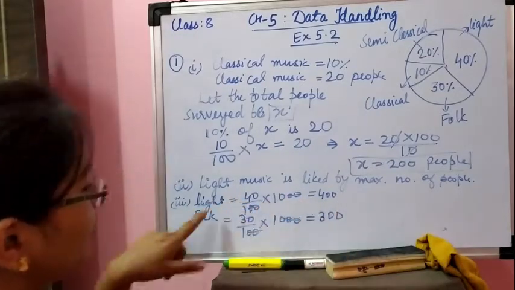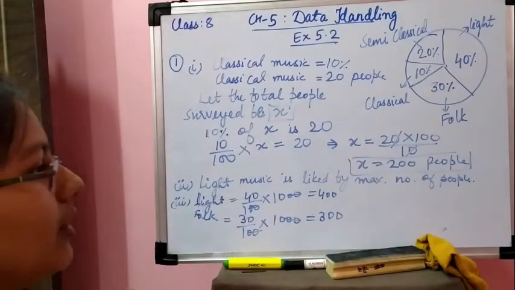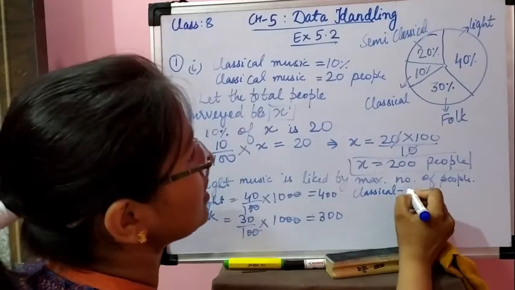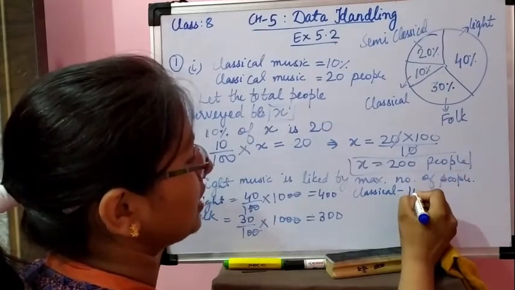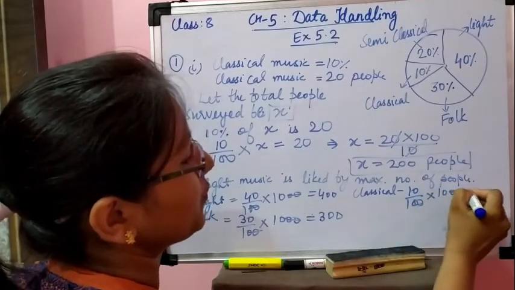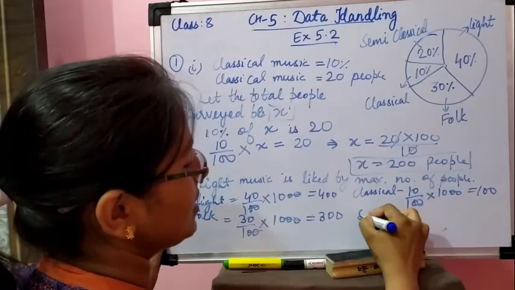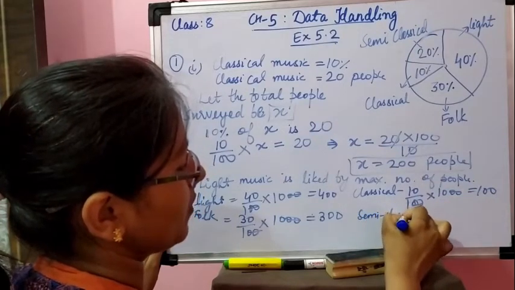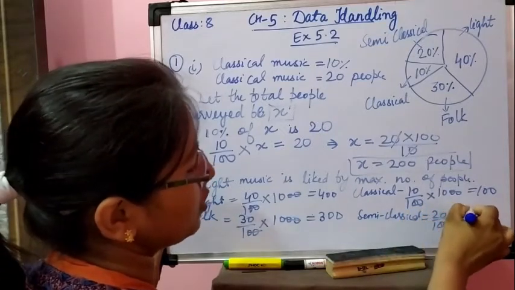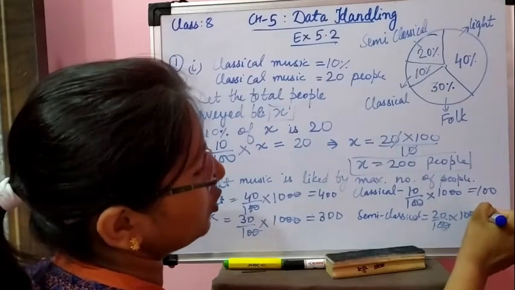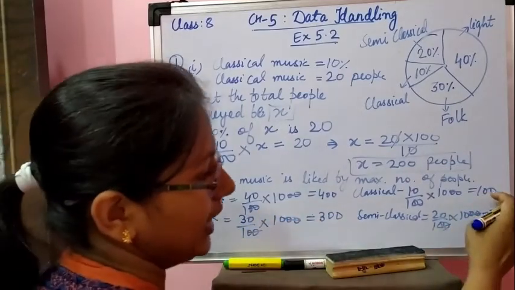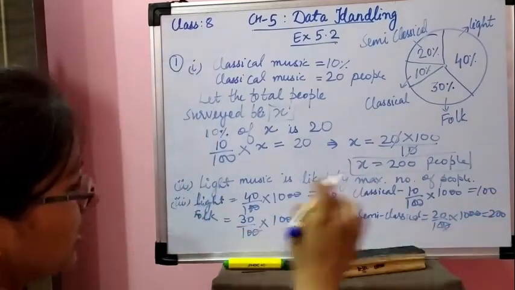Out of 1000, 400 will be of light music, and 300 will be of folk music, and then classical is 10% of 1000, which means 100 CDs, and then semi-classical is 20% of 1000, which means 200. So you can count these 4 types: 400 plus 300, 700, 800, then 1000. So these are the total 1000 CDs.